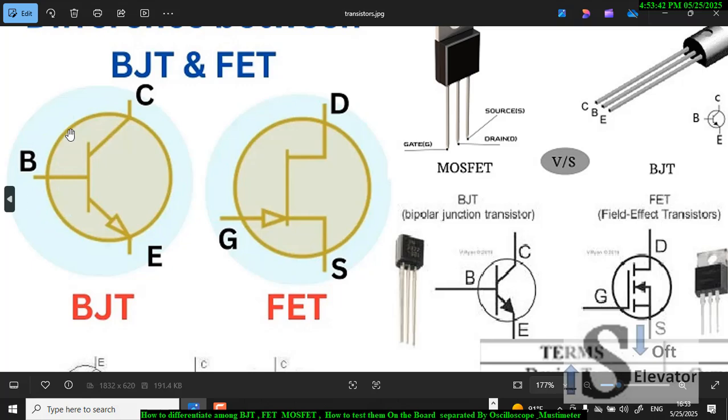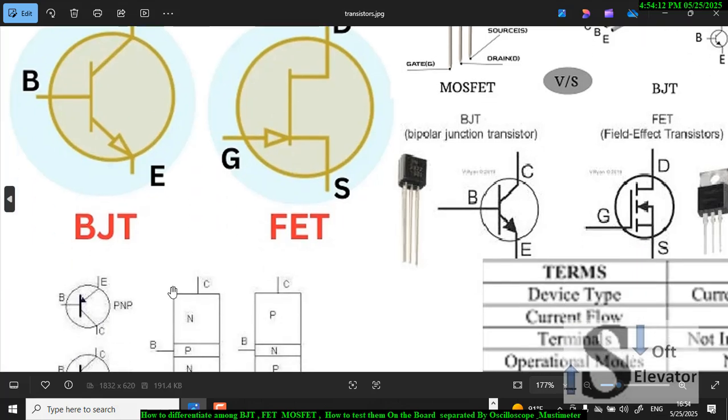So this is the base, this is the collector, and this is the emitter. At all times, base, collector, emitter. While in the FET transistor, the base is the gate here, and here's the source, and here's the drain. And the arrow in the gate is not on this arm. Okay, so it may be like this or in the reverse.